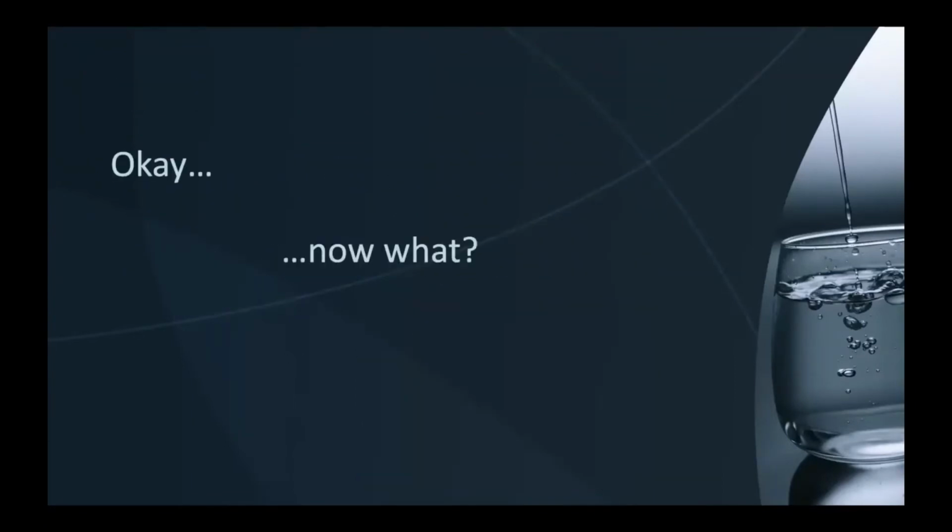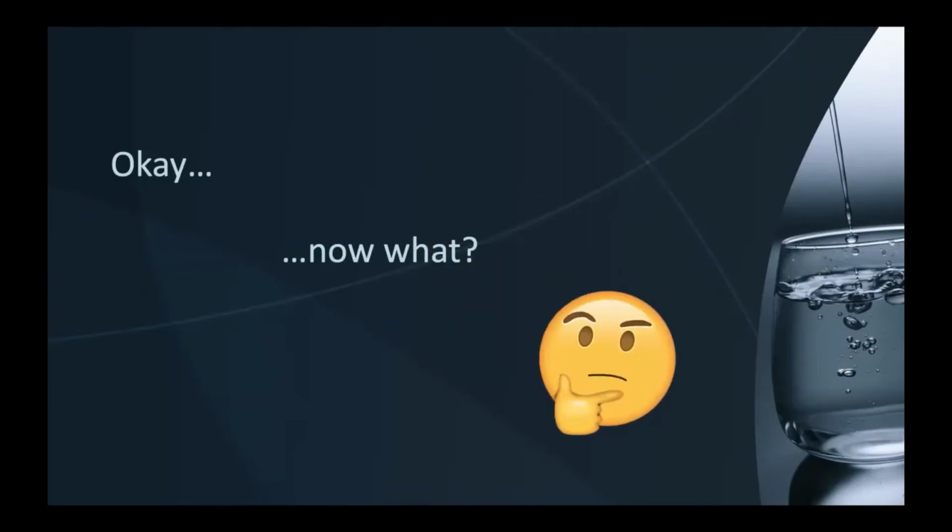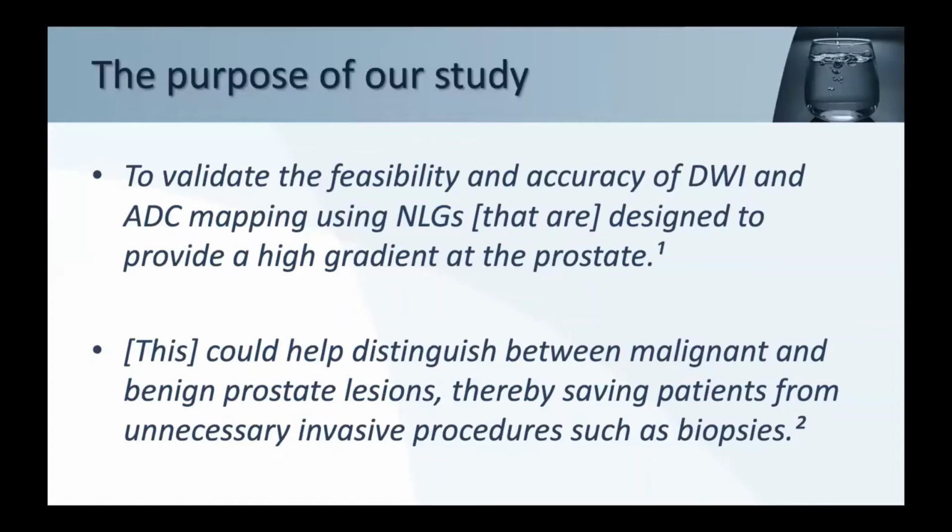Okay, now that we've gone through all of that, what do we do with that information? The purpose of the study was then to validate the feasibility and accuracy of DWI and ADC mapping using NLGs that are designed to provide a high gradient in the prostate. This is what I've been telling you. This could help distinguish between malignant and benign prostate lesions, thereby saving patients from unnecessary invasive procedures such as biopsies.